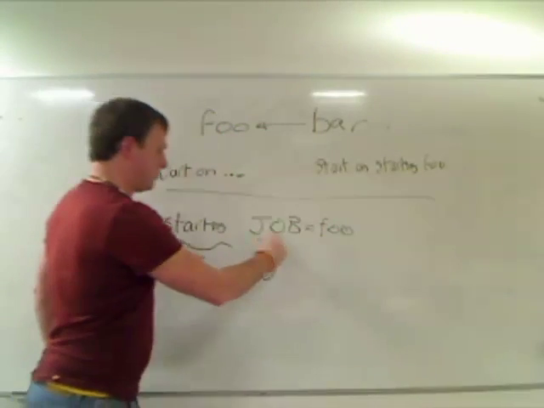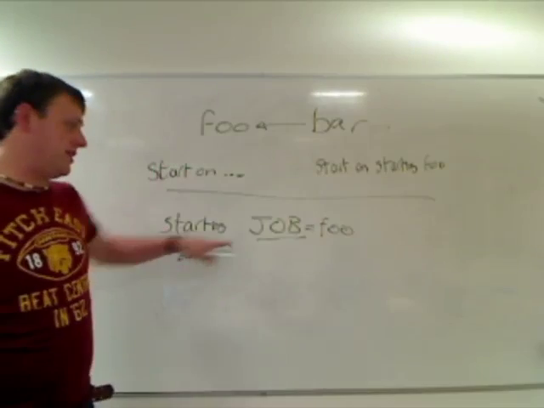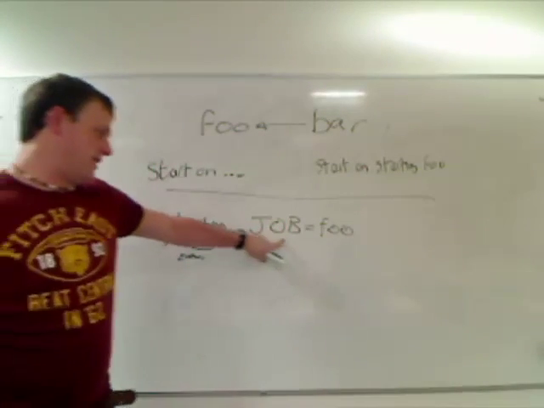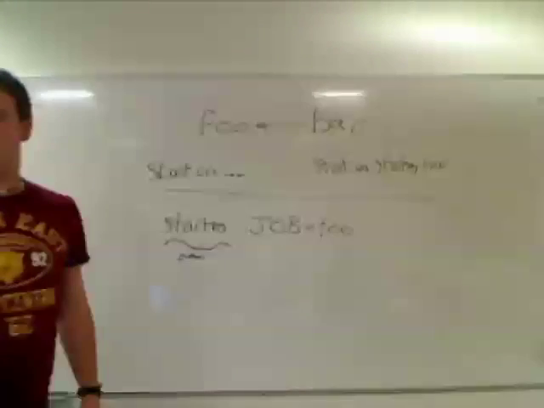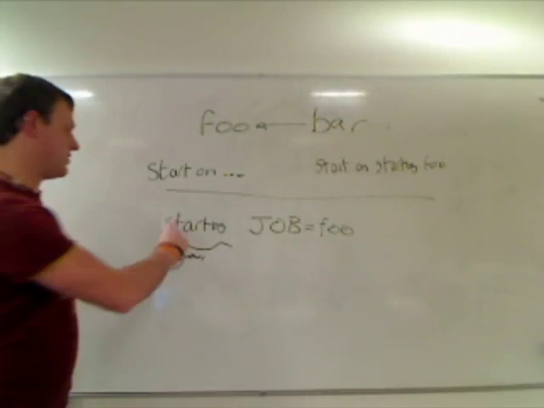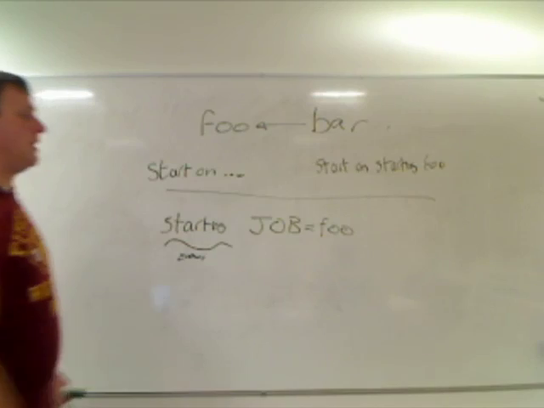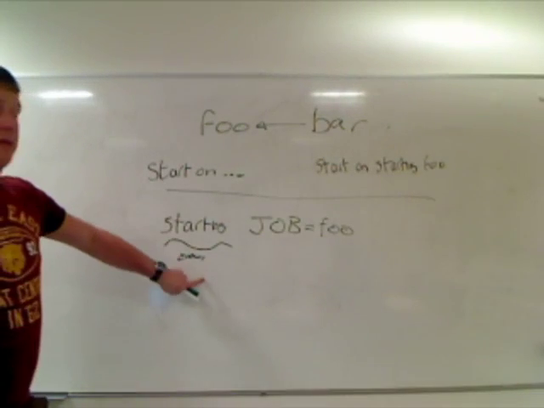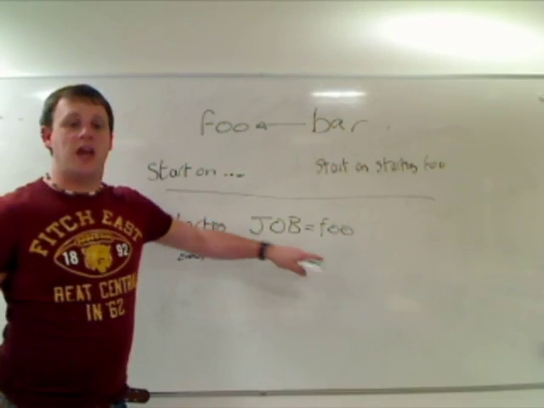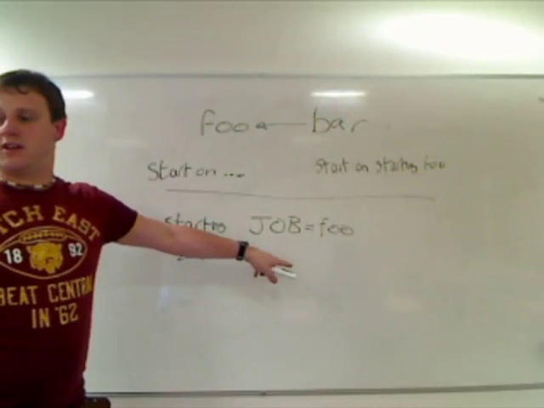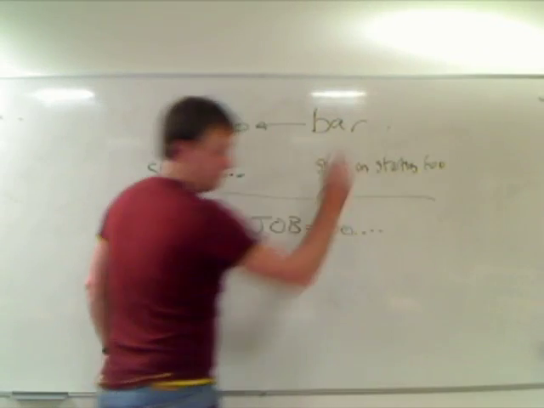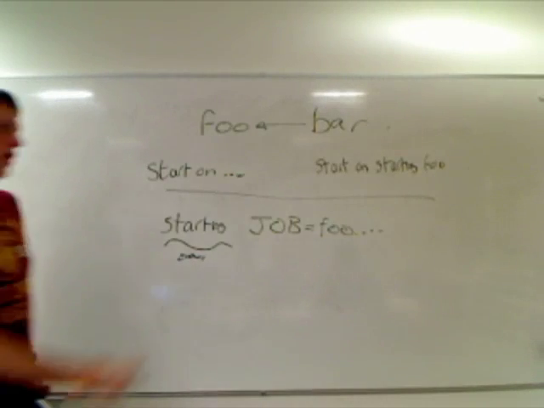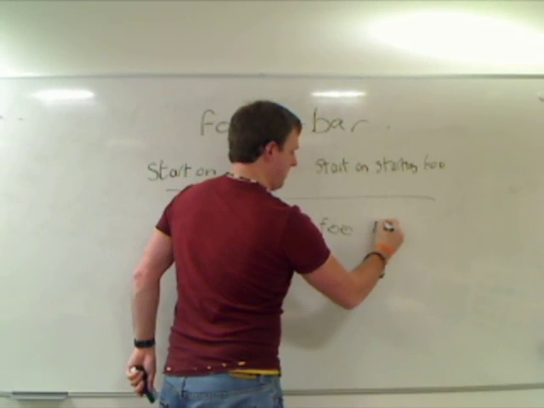The job just happens to be the first environment variable in the starting event, and that's guaranteed by the API. So when you say start on starting foo, what you're really saying is shortcutting start on starting job equals foo. Starting is the name of your event, and job equals foo is one or more arguments to match when you're starting foo. You can put as many of those as you like.